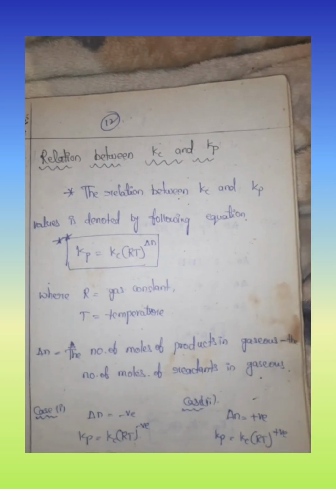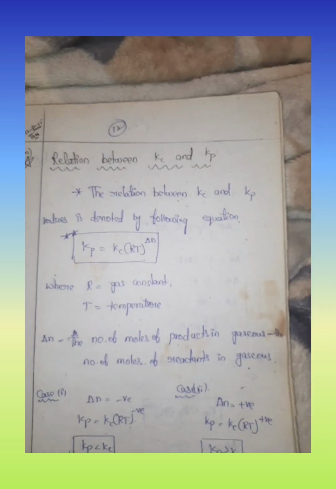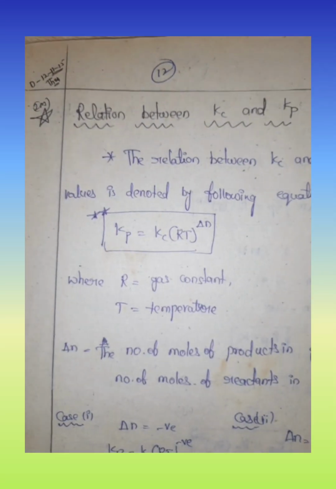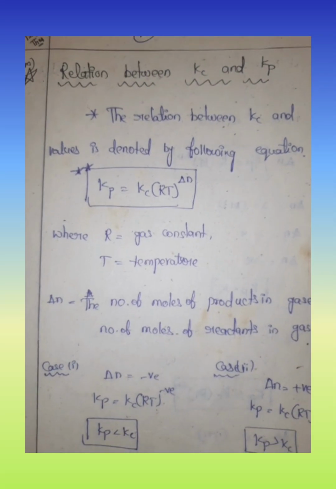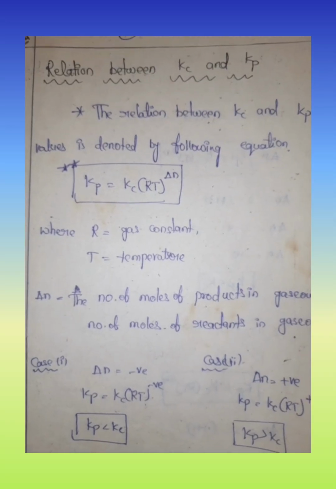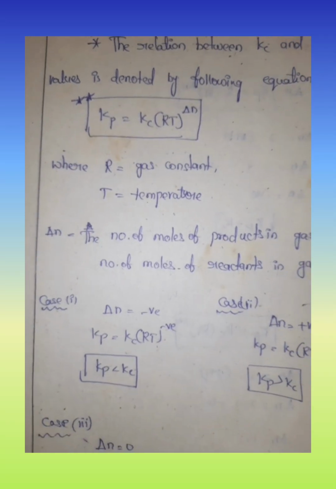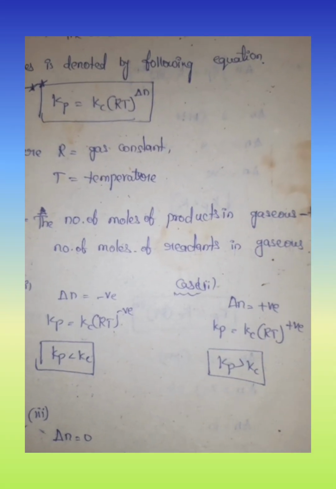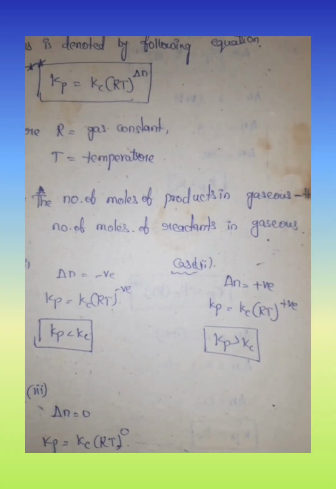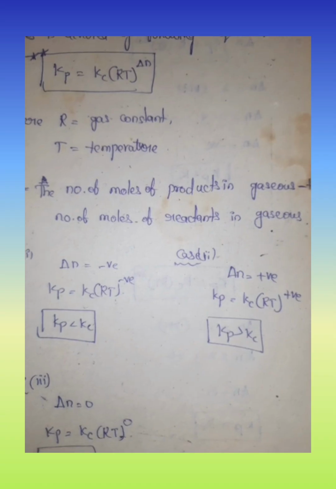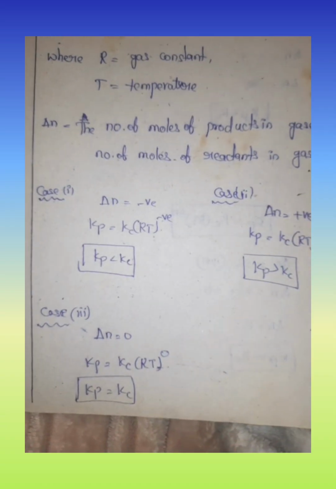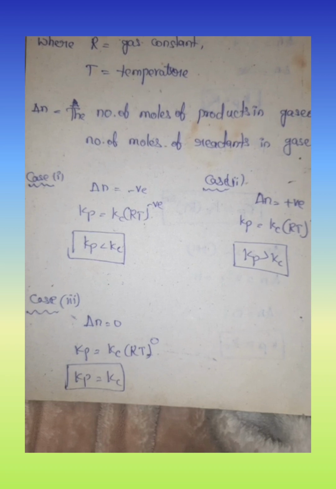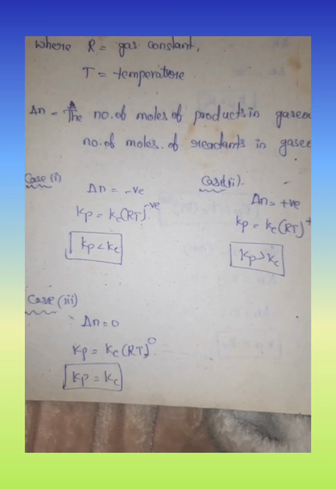Relation between Kc and Kp: the relation between Kc and Kp values is denoted by the following equation. Kp equals Kc (RT) to the power of delta n, where R is the gas constant, T is the temperature, and delta n is the number of moles of gaseous products minus the number of moles of gaseous reactants. Case 1: delta n is negative. Kp equals Kc (RT) to the power of minus 1.